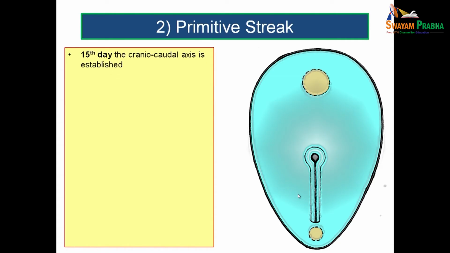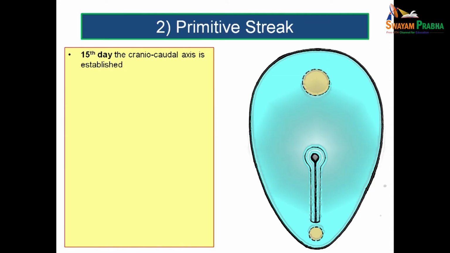So, by the 15th day, the craniocaudal axis is established. Craniocaudal axis means till the end of the second week, you just have a circular disc. So, we won't be able to say which end will be forming the head of the embryo, which end will be forming the tail of the embryo or the caudal end of the embryo. We won't be in a position to say till the end of the second week.